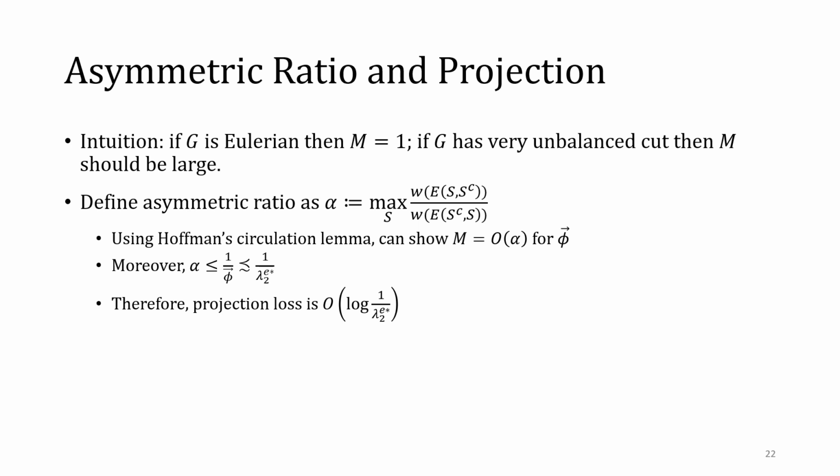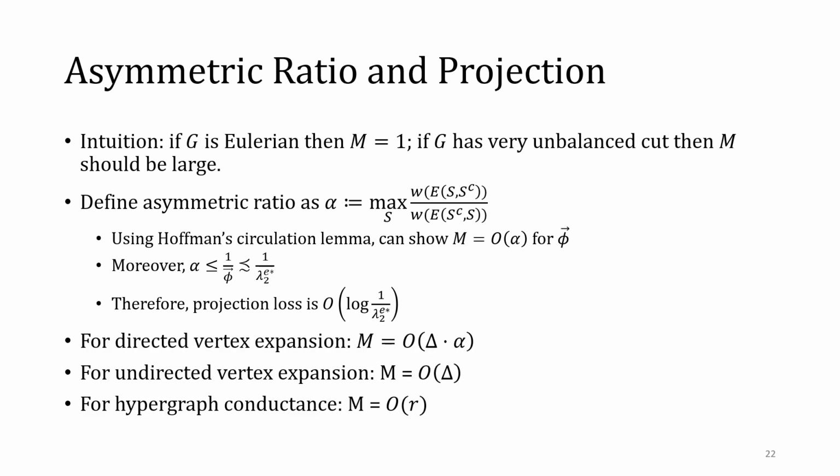So that means by the large optimal property, the projection loss is bounded by log of 1 over lambda 2 E star. So these will explain the respective log factors in the Cheeger inequalities for different settings, because for these different settings, we can derive different upper bounds on the number of reweightings needed.